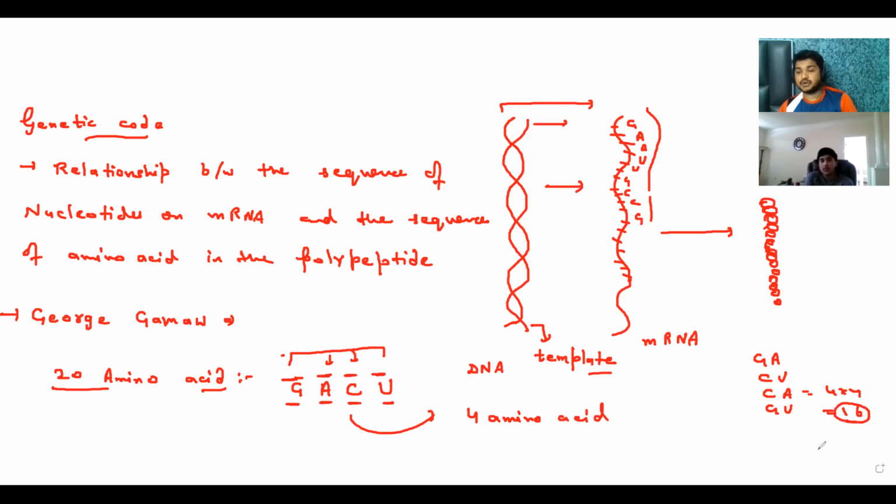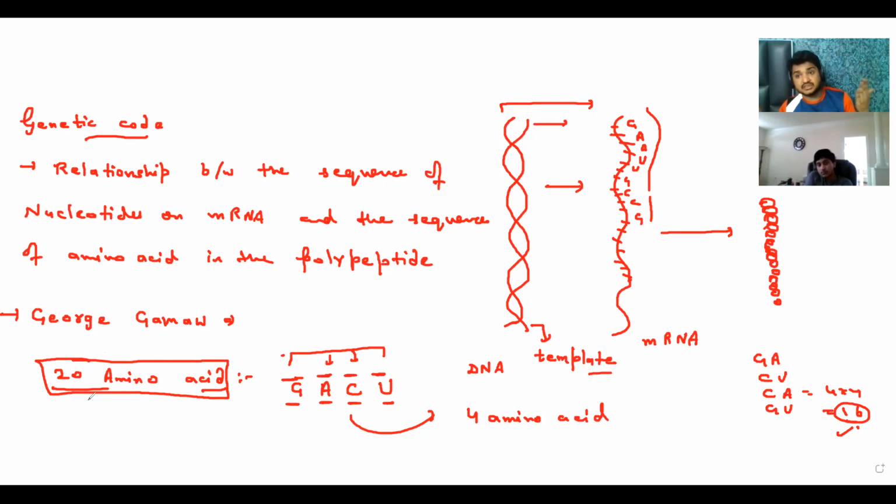So 16 possible conditions are there. But you still have 20 amino acids, so there is still a deficiency of 4. So 16 codes for 16 amino acids. How will the other 4 amino acids be coded? Coded by what type of code? Because only 16 codes are there, and 16 codes can code only for 16 amino acids.